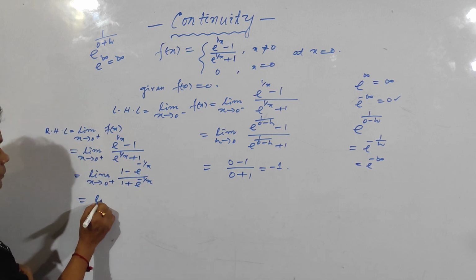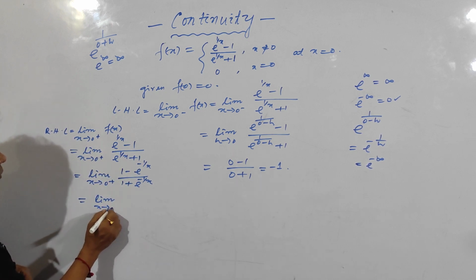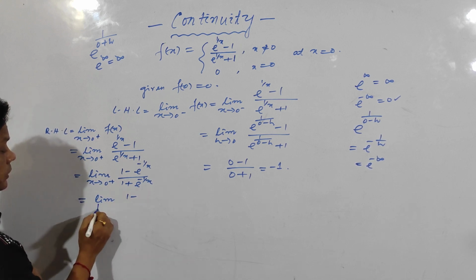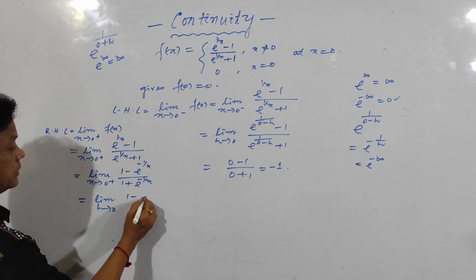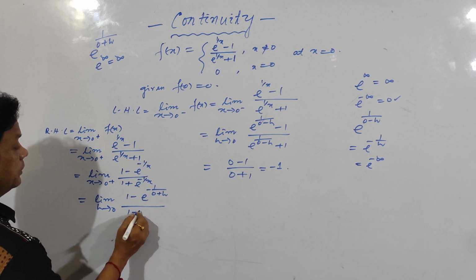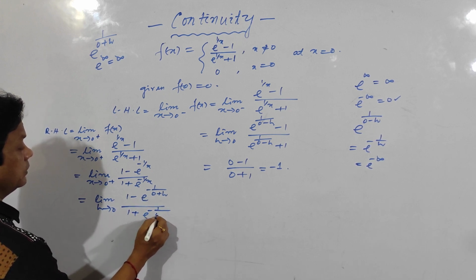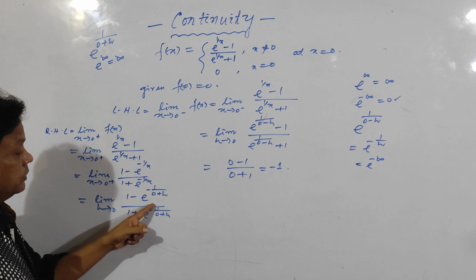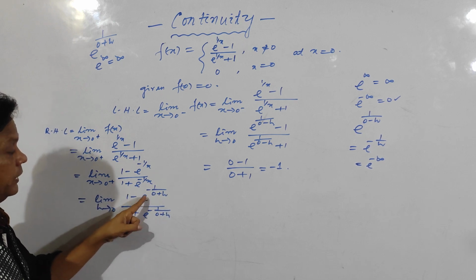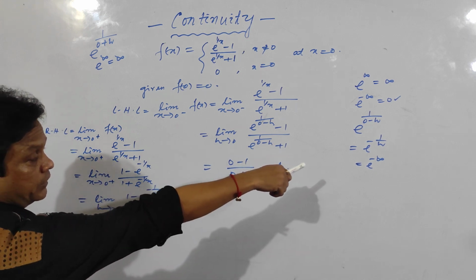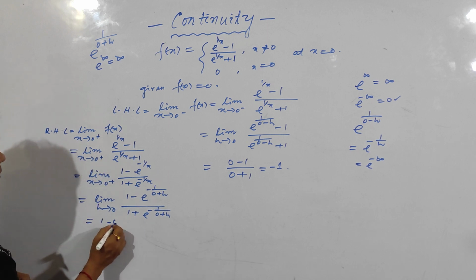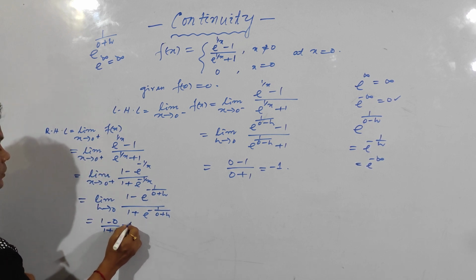So now put the value. Limit x tends to 0 plus, 1 minus e to the power minus 1 by 0 plus h, divided by 1 plus e to the power minus 1 by 0 plus h. So now this term becomes 0 because if you put h is equal to 0, 1 by 0 is infinite, so e to the minus infinite, and e to the minus infinite already I have told you is 0. So this one becomes 0, this one becomes 0. That means 1 minus 0 by 1 plus 0. So it is equal to 1.